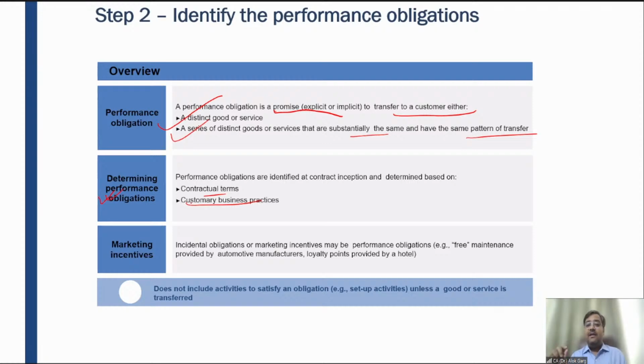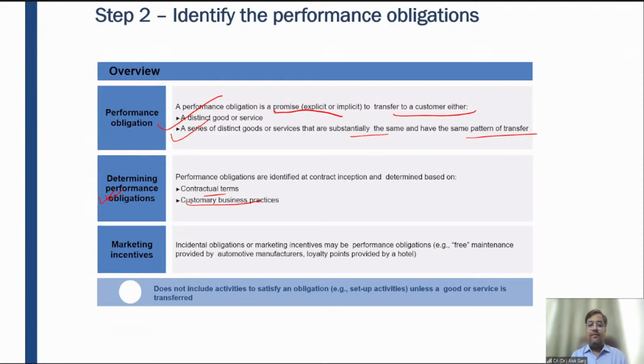So the point is, when there is a series of distinct goods or services that are substantially the same and having the same pattern of transfer, in that case, the revenue has to be recognized on a reasonable time period basis. Like, you will get an electricity bill on a monthly basis, or in some states or power companies, you are getting it on a bi-monthly basis, right?